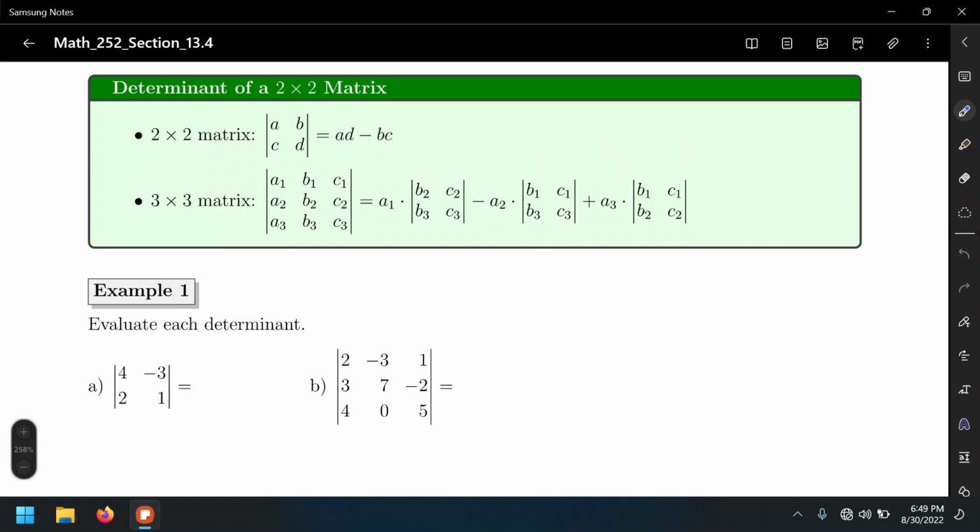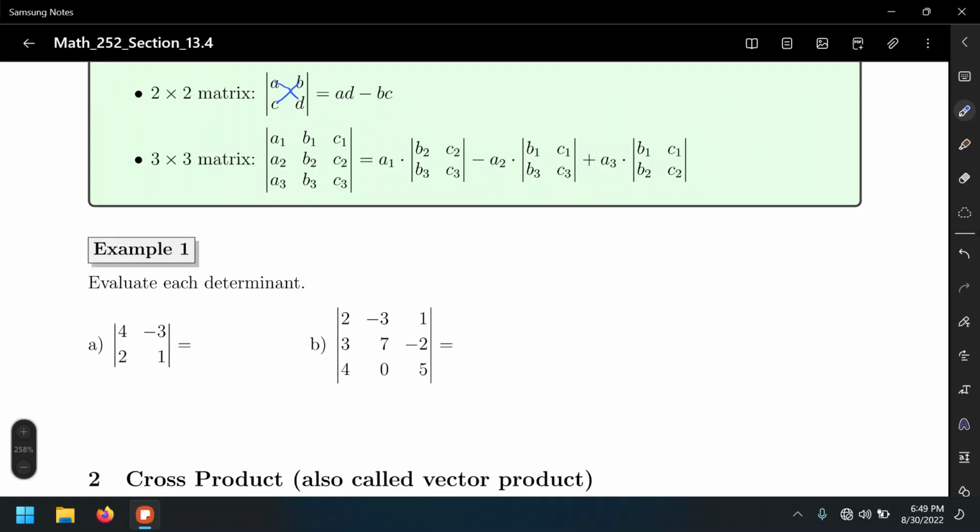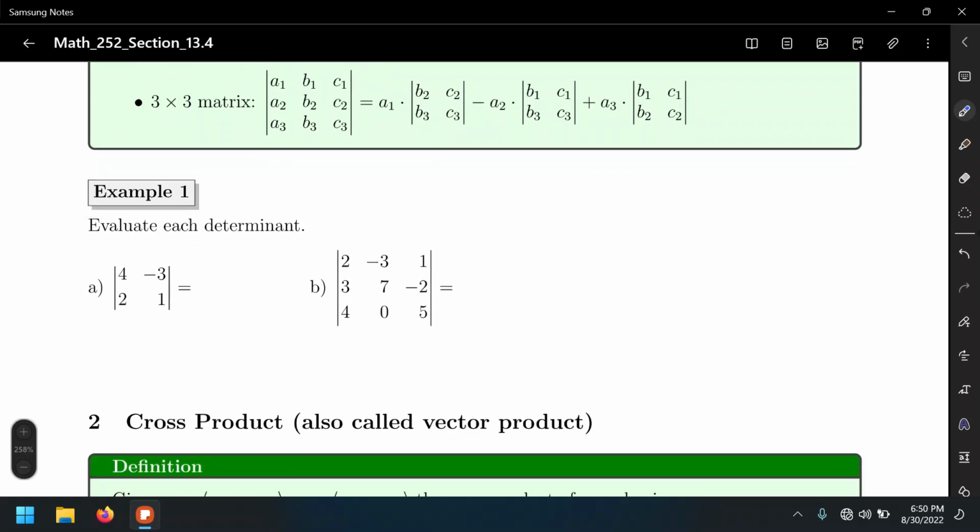All we do is find the product of the elements on the main diagonal, A times D, and subtract the product of the elements in the secondary diagonal. However, the determinant of a 3x3 matrix may not be as quick as the 2x2. I'm going to show you how to compute it using this method I have here, and then I'm going to give you a shortcut that only works for the 3x3, so you can use either way.